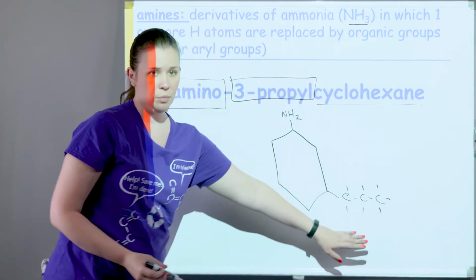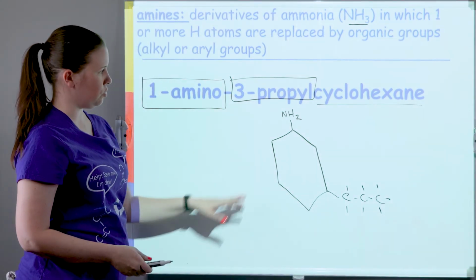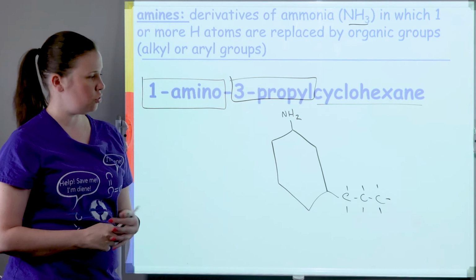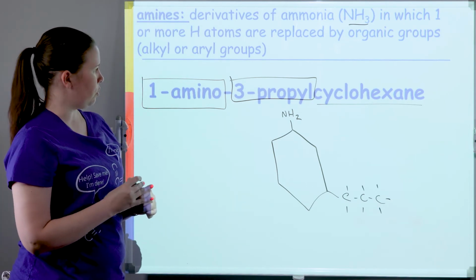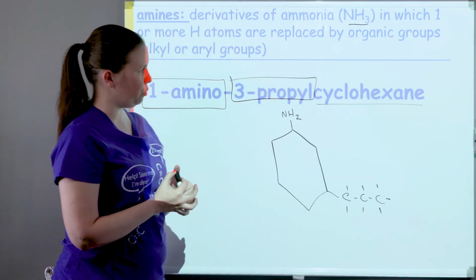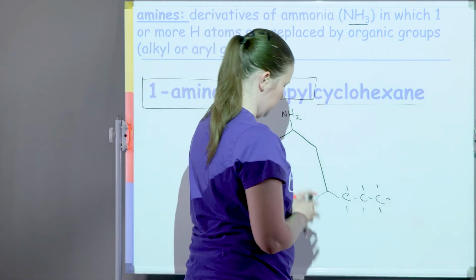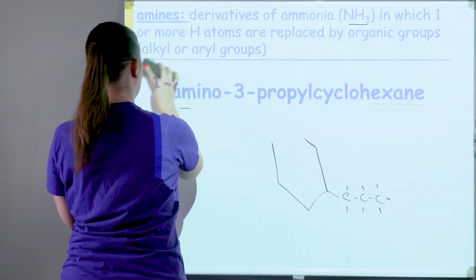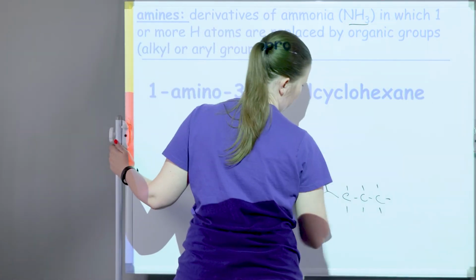So I would give my carbons their attachments, their hydrogens, but I have to write in the hydrogens when I write NH2. And that would be my structure for 1-amino, 3-propyl, cyclohexane. You just got to be careful that you're using NH2 and not NH3 when you attach it to the hydrocarbon chain.